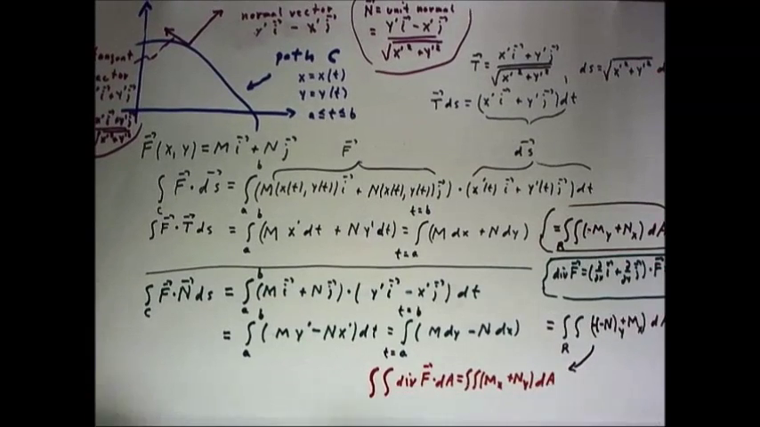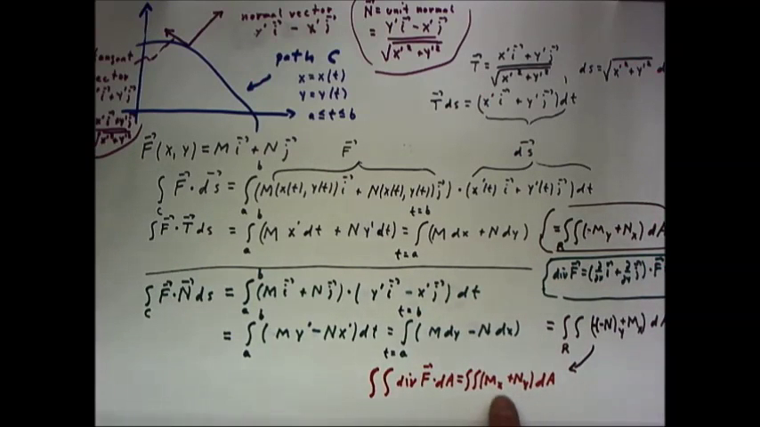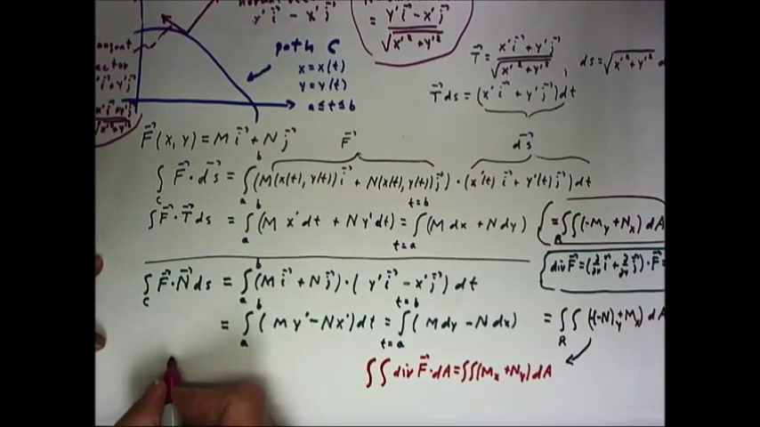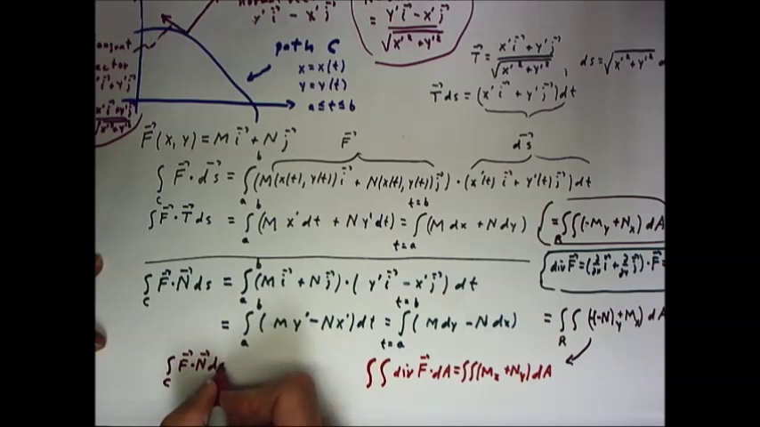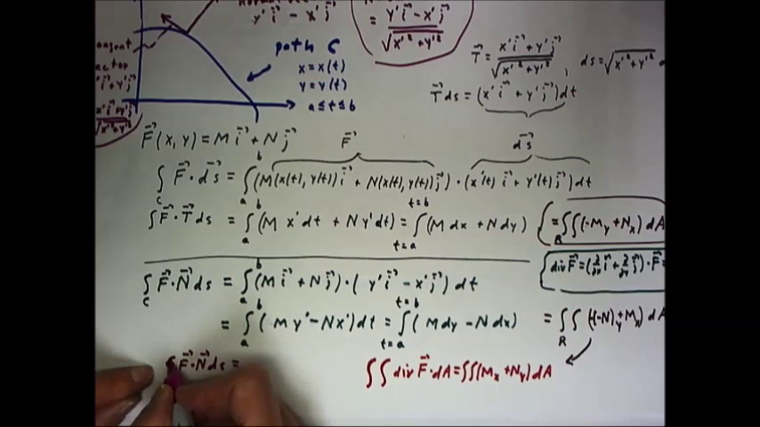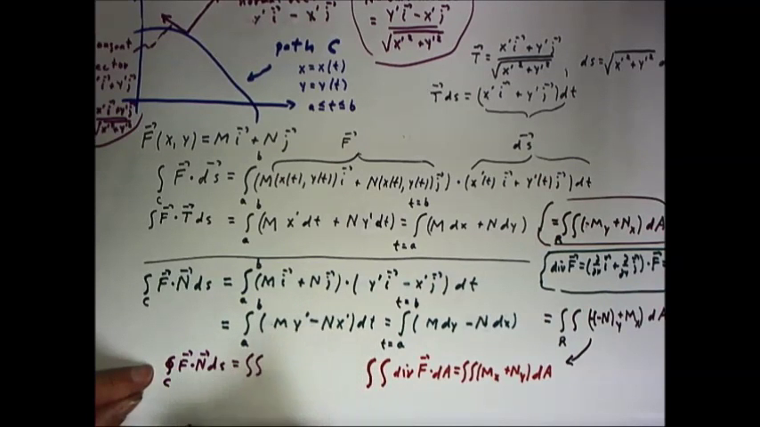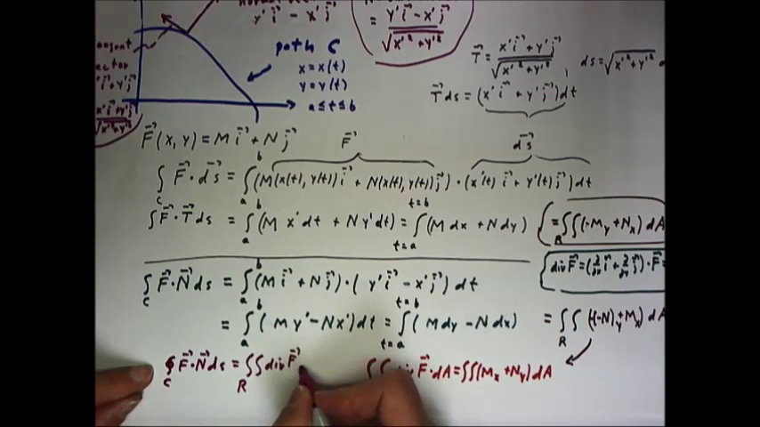So what have we established? Well, we've established that the integral of f dot n ds is equal to this, which is equal to this integral, which is the integral of the divergence of f dA, so that the integral over C of the normal component of our vector field along a closed curve, and I haven't written that as a closed curve, I have to go back and clean up the notation, the integral over a closed curve of f dot n ds is then equal to the integral over the region enclosed by the curve of the divergence of f integrated over the area.